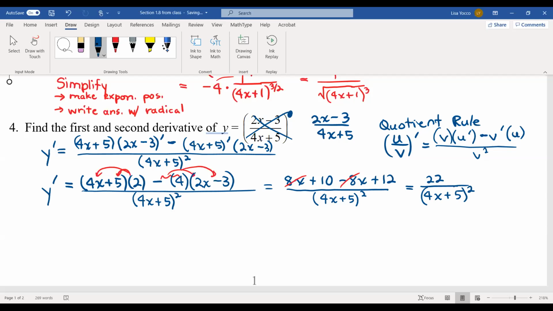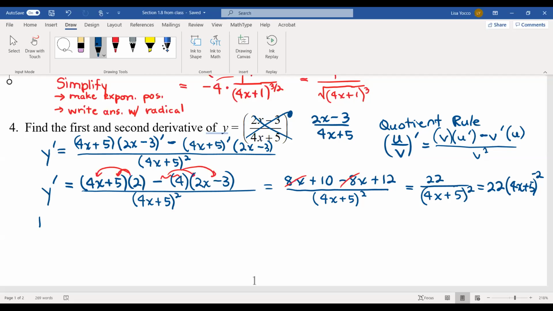Now we want the derivative of that as our second derivative. Well, you could use the quotient rule, but I would advise you to use the chain rule. If you look at that carefully, you could rewrite that by bringing the 4x plus 5 out of the denominator and making the exponent negative. And to me, that's easier than using the quotient rule. If you wanted to use the quotient rule, you could, but I prefer the chain rule.